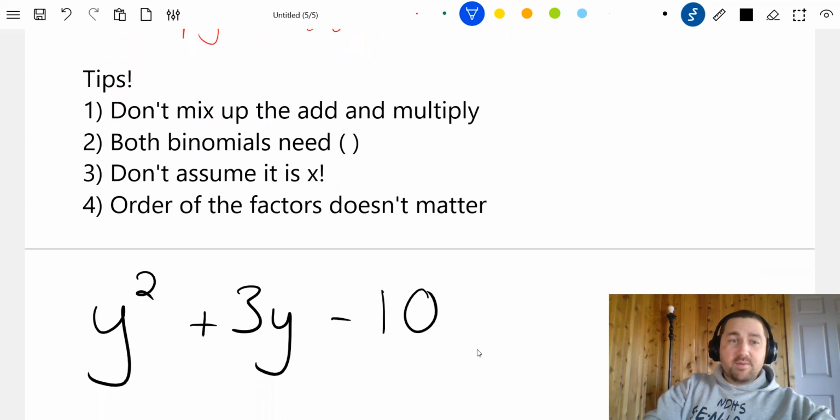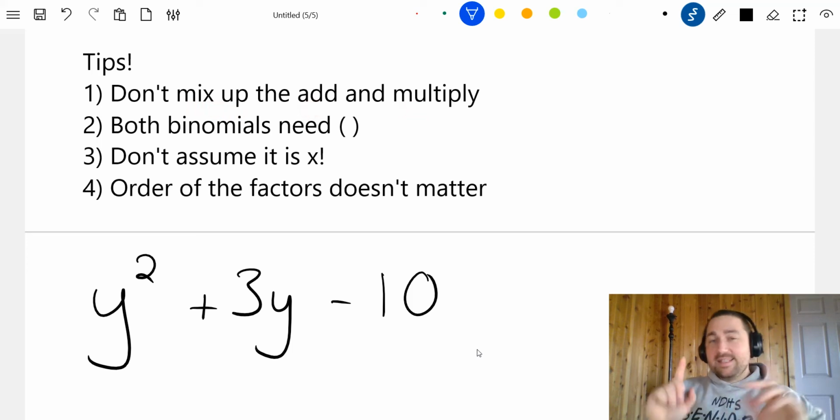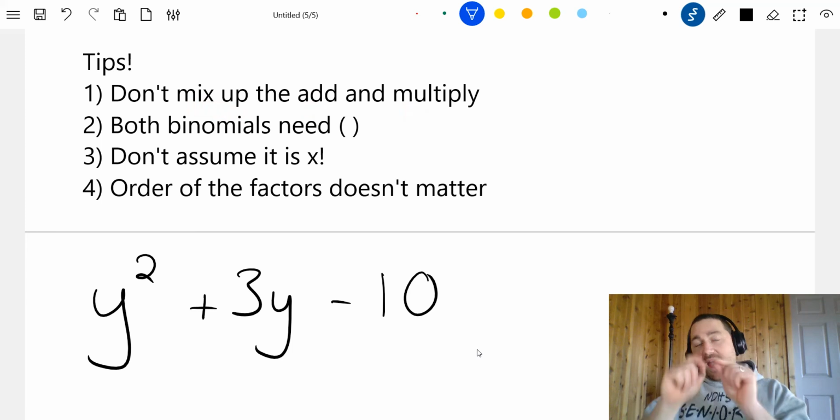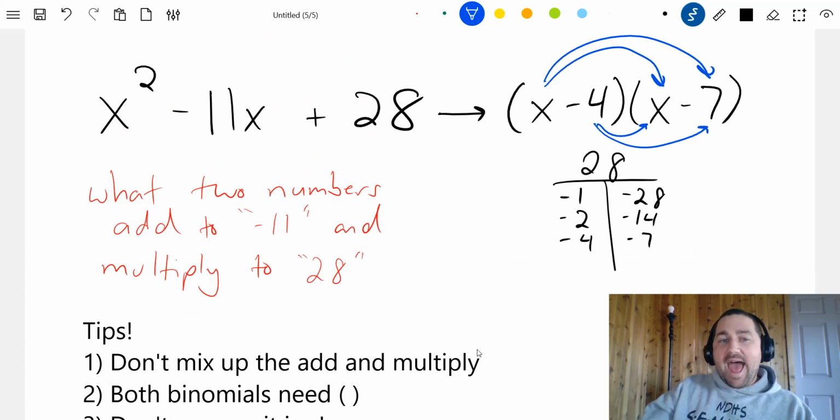Now, a couple quick tips and tricks to make sure that we're not making common mistakes, right? So the first one I would say, careful on mixing up the addition and the multiplication. That matters. It's adding up to the x coefficient and multiplying to the last value. So it has to add to negative 11 and multiply to 28.